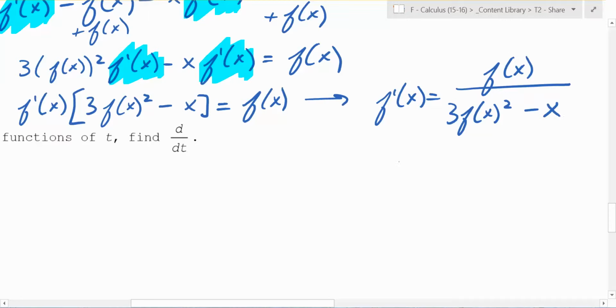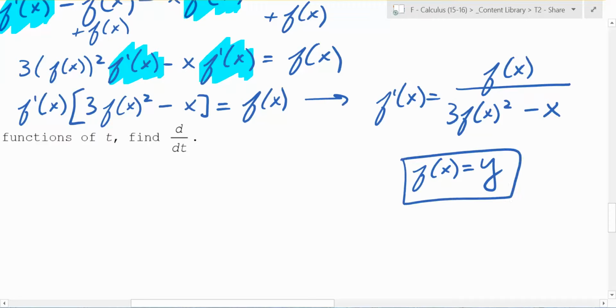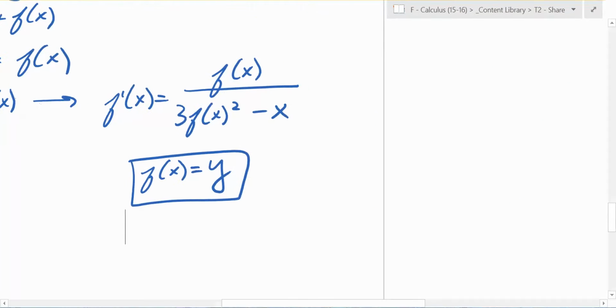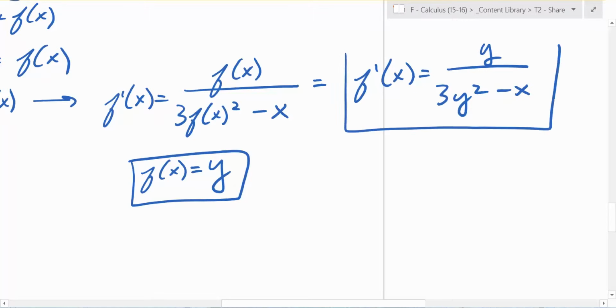But do you remember the first substitution we did? What does f of x equal? Y. It equals y. That was the first substitution we did. So what can we plug in now? Y. So we have f prime of x is equal to y over 3y squared minus x. Guess what you just found, everybody? You just found the derivative.